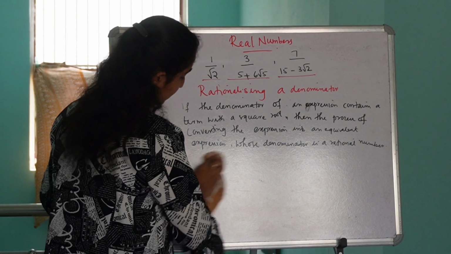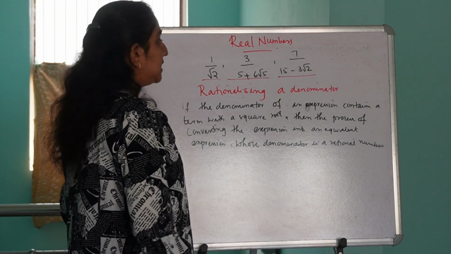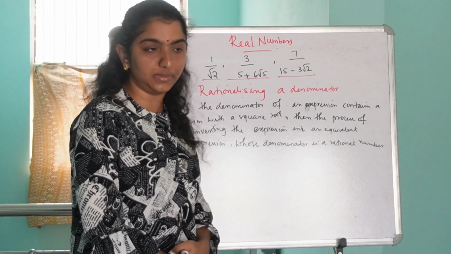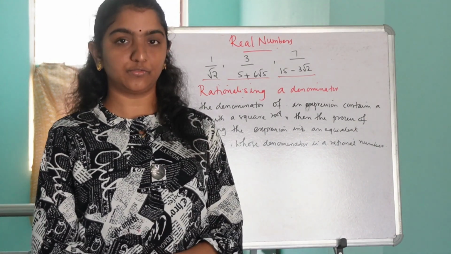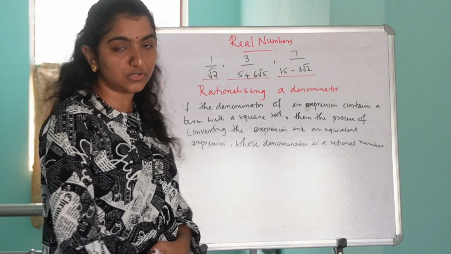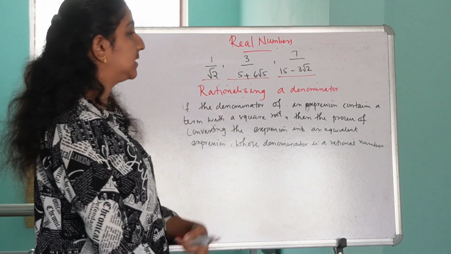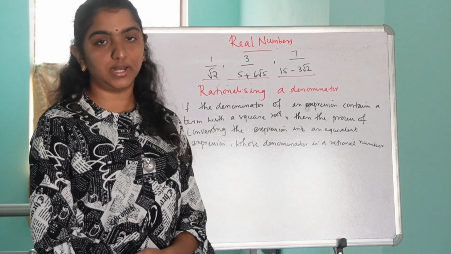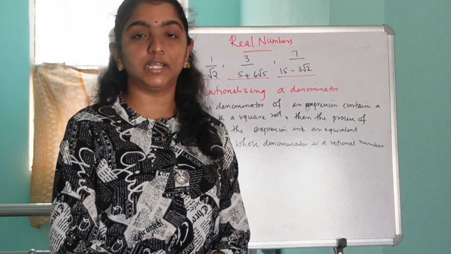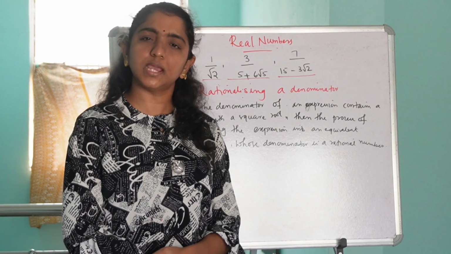Similarly, when you are given these kind of real numbers, for rationalizing the denominator of these kind of real numbers, we have to multiply both the numerator and the denominator by some same value.